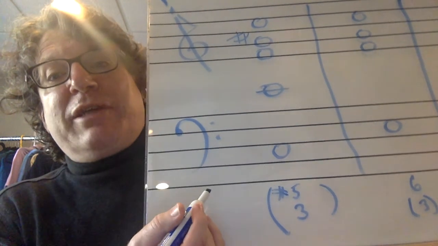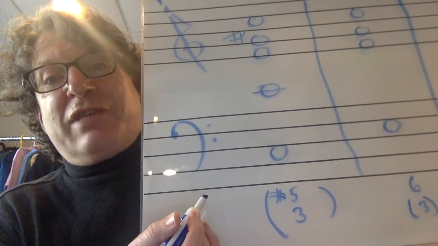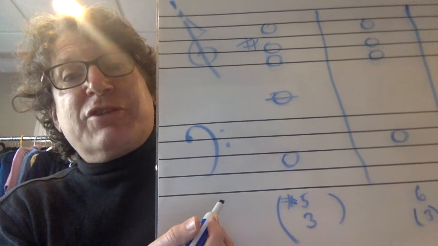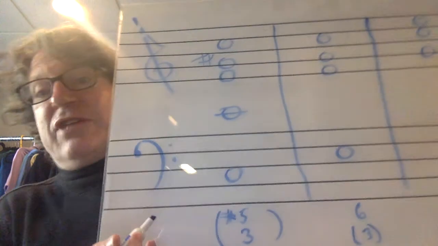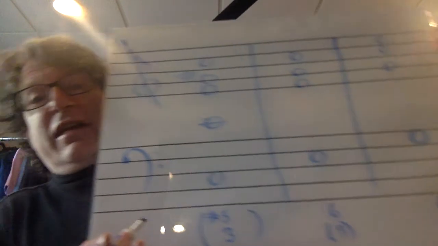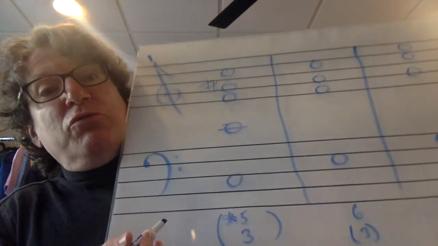So any alteration from the key is also put in these symbols, and then you'd have to leave the 5 in there. But basically, if you see nothing, it's a root position chord. If you see a 6, it's a first inversion triad. If you see a 6/4, it's a second inversion triad. And that's all you really need to know.